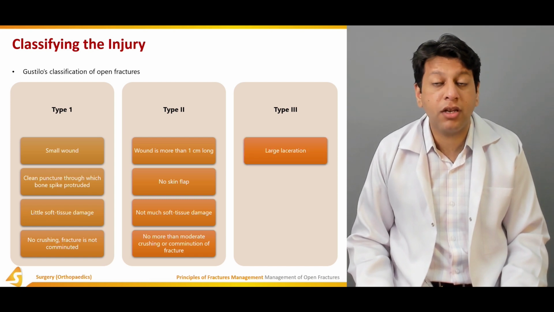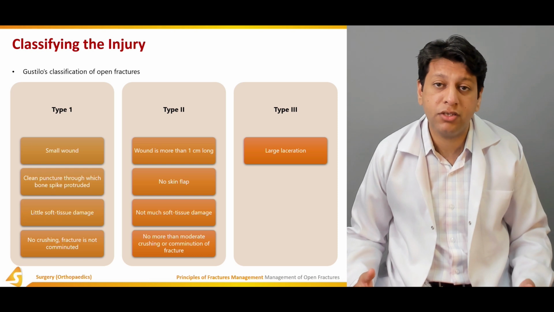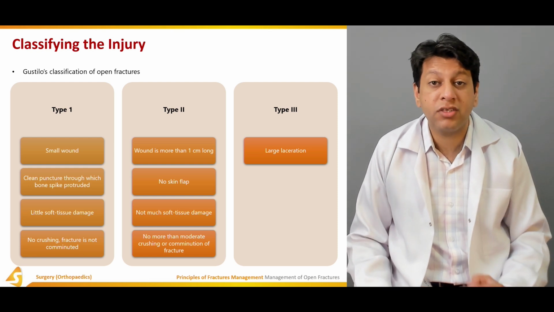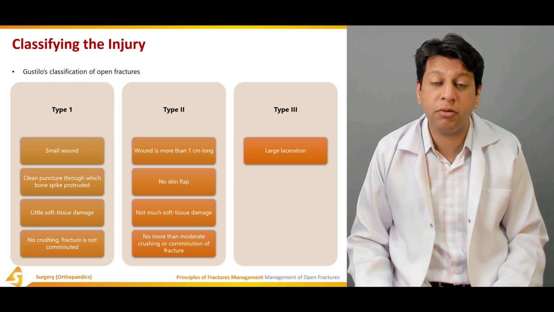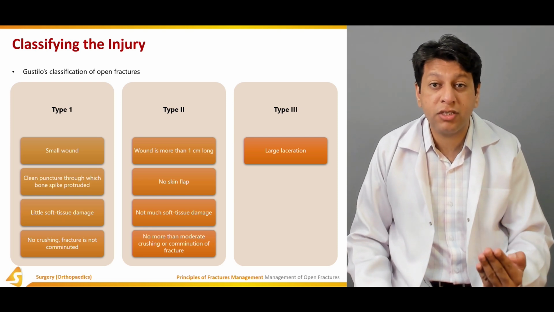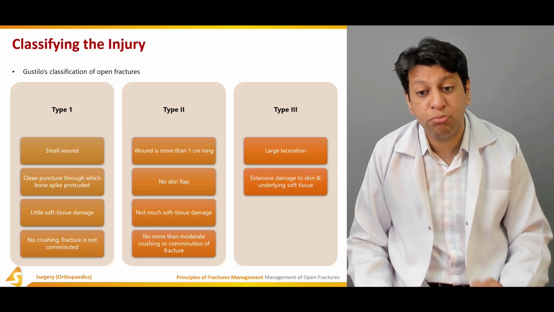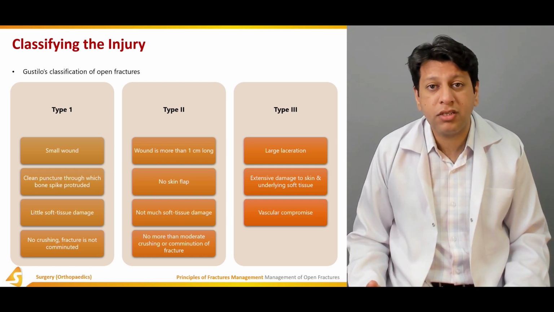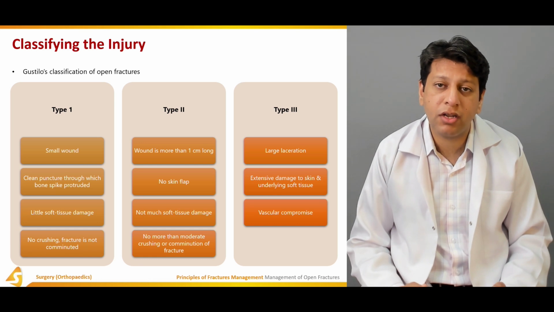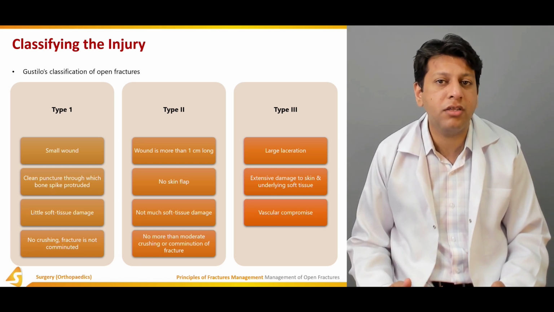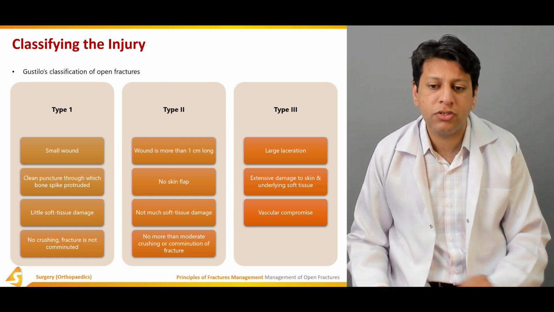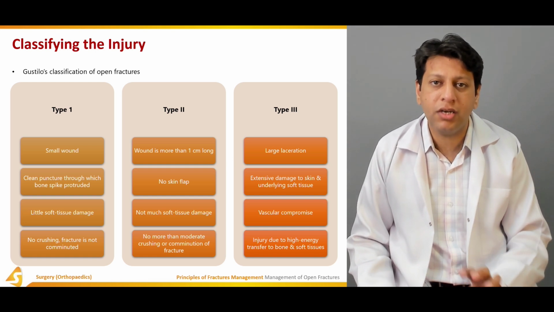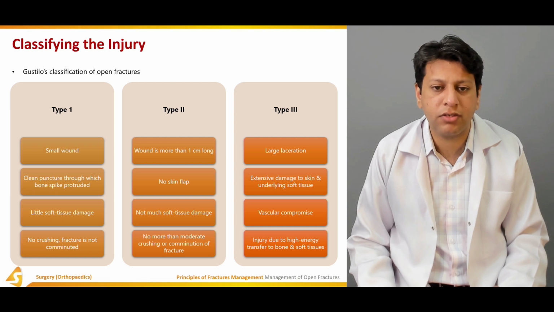Type 3 is where there is a large laceration. Type 3 means a high energy wound with a very large wound. It could be as large as a 5 centimeter or 10 centimeter wound. If it's 3A, there will be basically no periosteal stripping of the bone. But if on X-rays we see there's periosteal stripping, that means it goes into 3B, which means extensive damage to skin and underlying soft tissues. You have to look at the neurovascular bundle. If there is a vascular compromise, for example, if the wound has resulted in arterial injury as well, it automatically goes into the 3C category. And injury due to high energy transfer to the bone and soft tissue is usually under type 3 of the Gustilo and Anderson classification.